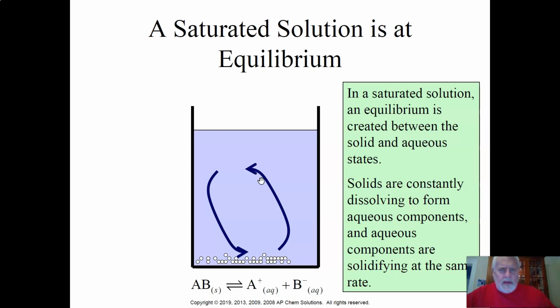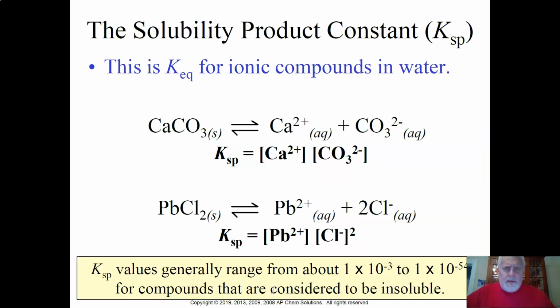All right, so this is a nifty little graphic of that. There's your solid that's settled at the bottom, AB solid going into its constituent ions. That's the chemical reaction that we're going to be looking for. And again, the rates will be the same going back and forth. There'll be just as many aqueous ions forming solid as there are crystalline solids breaking up into their ions. So it's an equilibrium system.